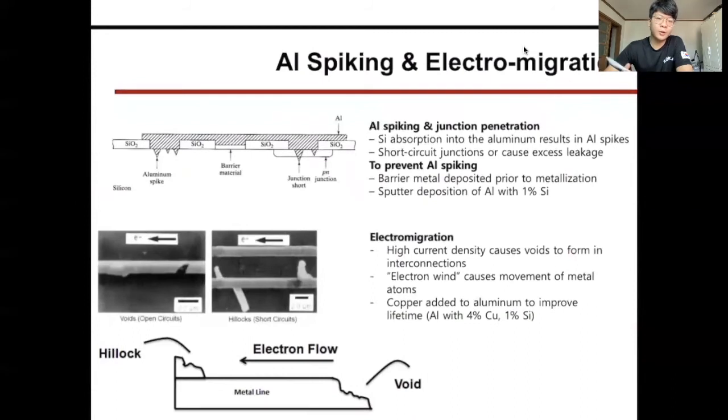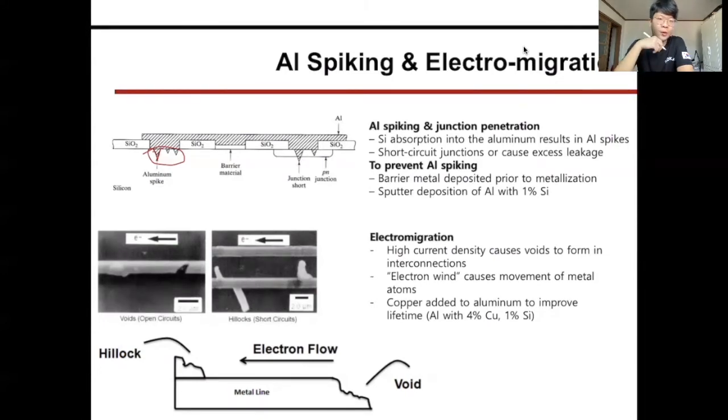Using conventional aluminum has various problems. First, aluminum spiking. Aluminum consumes silicon easily, so it can penetrate the silicon. We call this aluminum spiking. Due to spiking, let's say there are channels between the transistors. Those spikes can cause excess leakage.